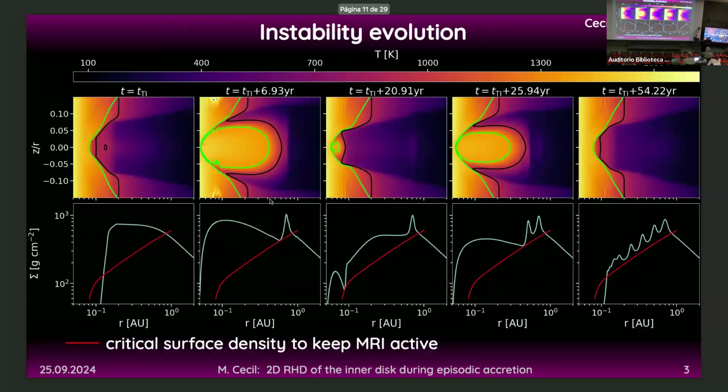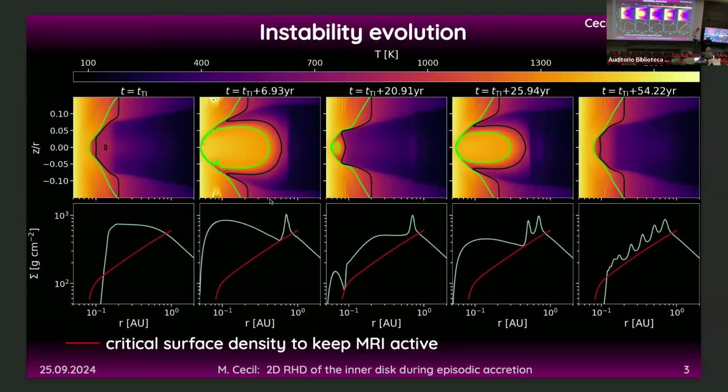We can have a look at the evolution of the instability when looking at a few time snapshots. So we have here 5 snapshots in time during the instability evolution. On the upper row, we again have the 2D temperature maps, and on the lower row, the corresponding surface density in blue. The first column here shows the onset of the instability.